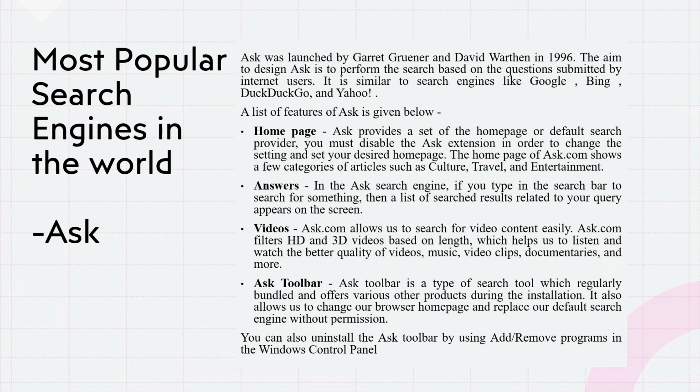Videos. Ask.com allows us to search for video content easily. Ask.com filters HD and 3D videos based on length, which helps us to listen and watch better quality videos, music, video clips, documentaries, and more. Ask Toolbar. Ask Toolbar is a type of search tool which is regularly bundled and offers various other products during the installation. It also allows us to change our browser homepage and replace our default search engine without permission. You can also uninstall the Ask toolbar by using Add or Remove Programs in the Windows Control Panel.